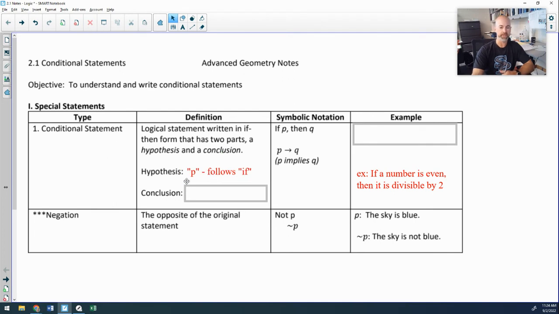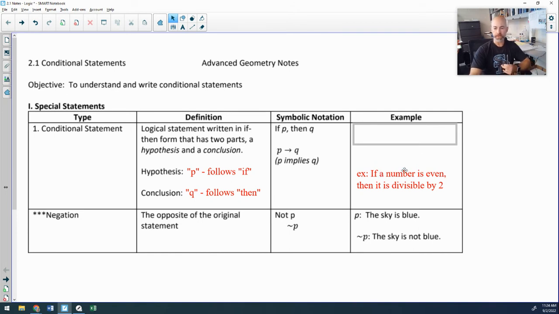The hypothesis is often referred to as P, and it always follows the if statement. The conclusion is referred to as Q, and it follows the then statement. And so you often will see if P, then Q. You also will see it written as P arrow Q, means P implies Q.